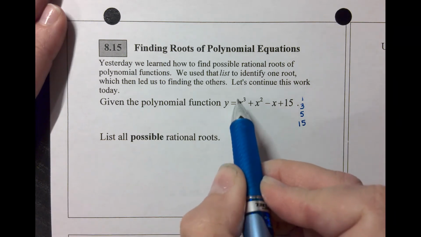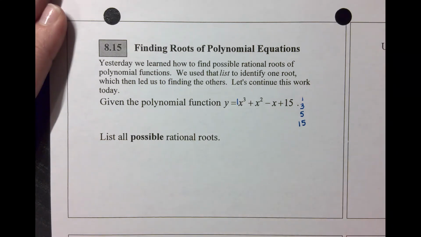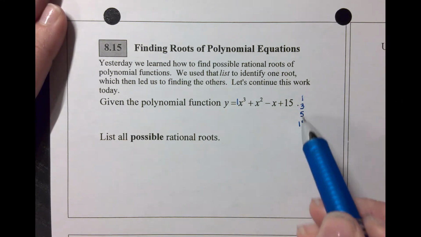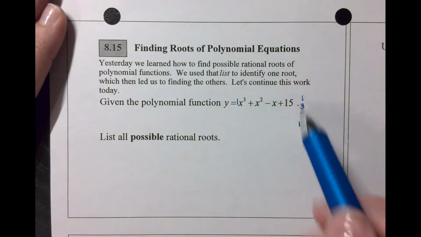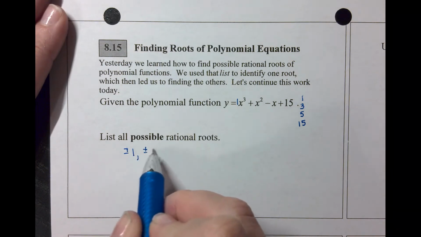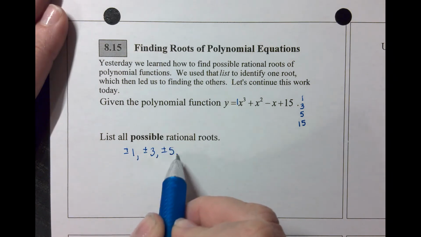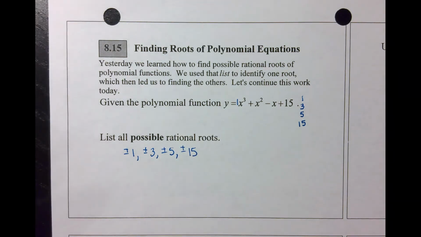And then this is just a 1x cubed, and so really you can just divide it by 1. So we're going to take this entire list and divide all these numbers by 1. And dividing them by 1 doesn't change a thing. So we get plus or minus 1, plus or minus 3, plus or minus 5, and plus or minus 15. These are our possible rational roots.